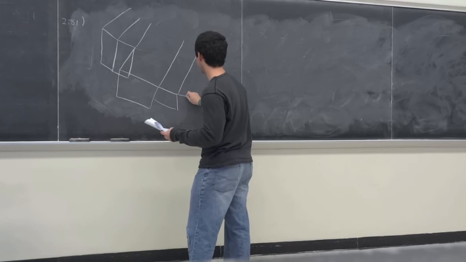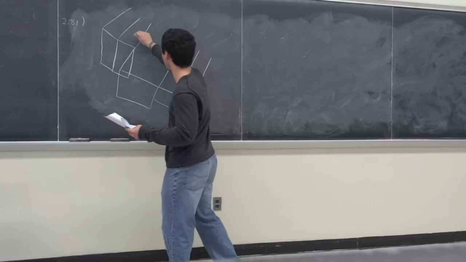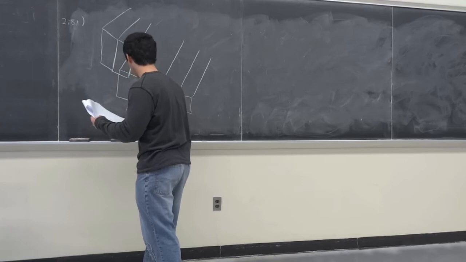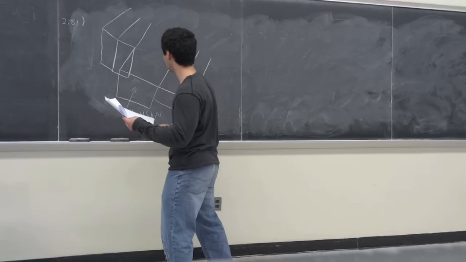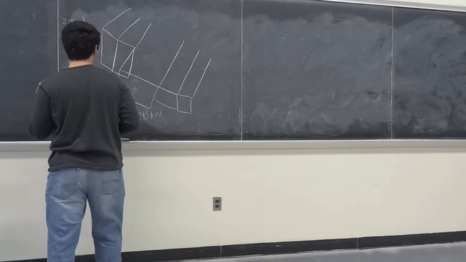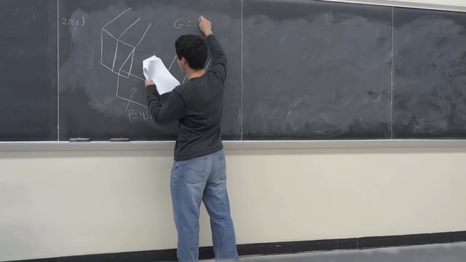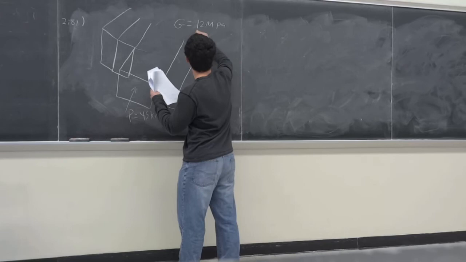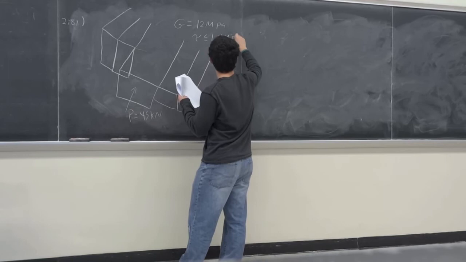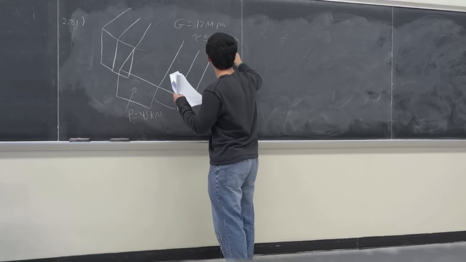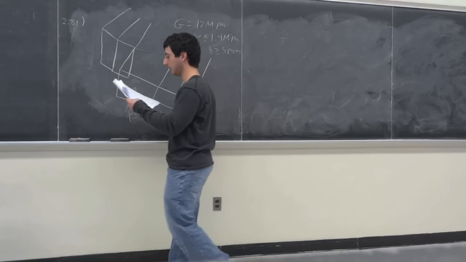This is a picture. Basically this is rubber and this is rubber, and they have a force P over here. This force P they give you as 45 kilonewtons, and they also give you the shear modulus G, which is 12 MPa. They also give you that tau has to be less than or equal to 1.4 MPa, and the condition that delta has to be greater than or equal to 5 millimeters. They want you to determine A and B.